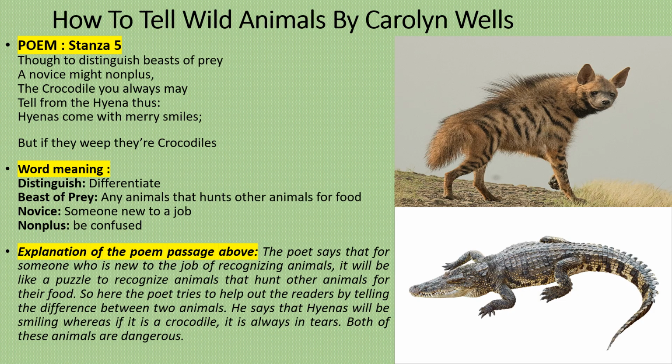Now we come to stanza 5, which is the most interesting stanza as per me. So let me read it out. Though to distinguish beasts of prey a novice might nonplus, the crocodile you always may tell from the hyena thus. Hyenas come with merry smiles, but if they weep, they are crocodiles.